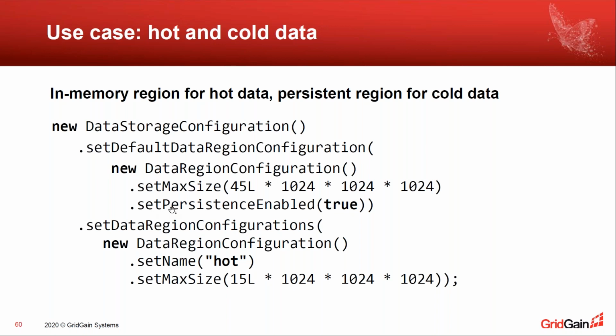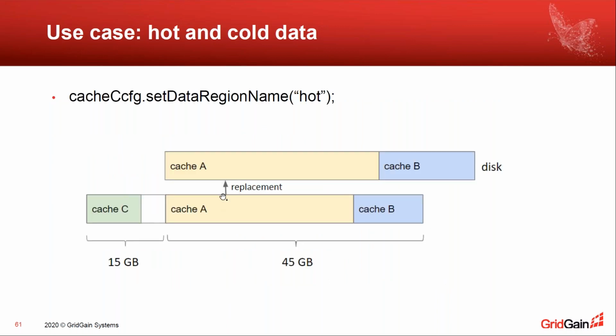You haven't passed the persistence enabled flag true to this region, so it will be in memory, and you have to specify a name. And imagine that you have three caches, cache A, cache B, and cache C. In case you pass hot as the data region name when you create cache C, it will reside in the memory region, and caches A and B will reside in the default persistent region. And in case these caches A and B overflow the specified region, replacement will be triggered, so cold pages from this region will be replaced to disk.